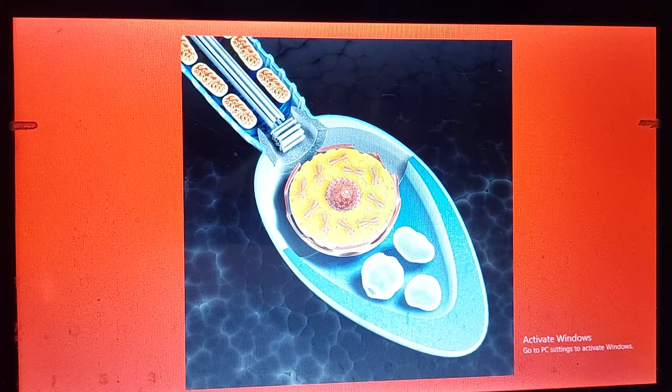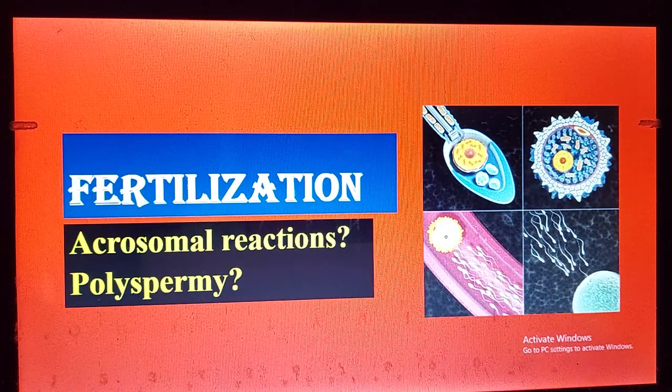And the most important enzymes are acrosin, hyaluronidase, and many proteases. Most important, acrosin and hyaluronidase proteases help in the penetration of the sperm into the egg. Means these enzymes actually release from this acrosome and cause the digestion of the egg membrane, which I will show you.